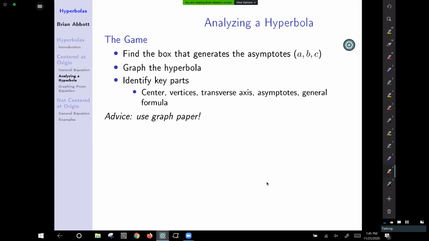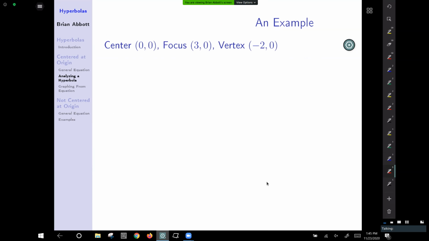Graph paper really can make this quite a bit easier to do, but I'm going to do it without. So let's have an example. For our first example, we're going to look at a hyperbola that's centered at 0, 0, has a focus of 3, 0, and a vertex at negative 2, 0. I see 3 is the biggest number there, so I'm going to give myself a 3 by 3 grid and hope that it's big enough. I'm going to try to make it reasonably accurate, and give myself a little bit of extra room so that I can go further in any other direction if I need to.